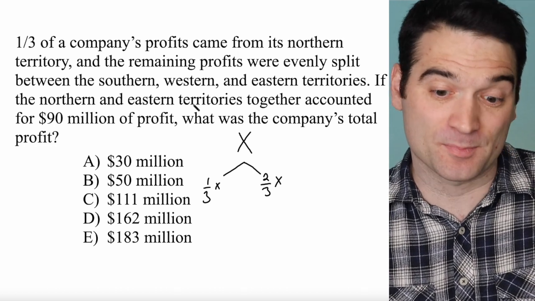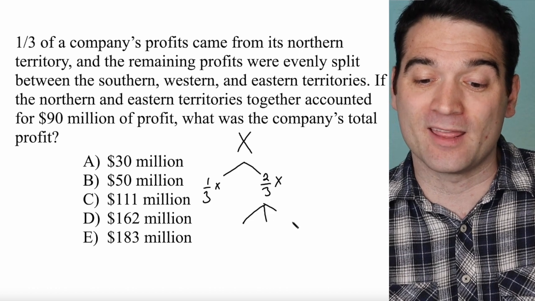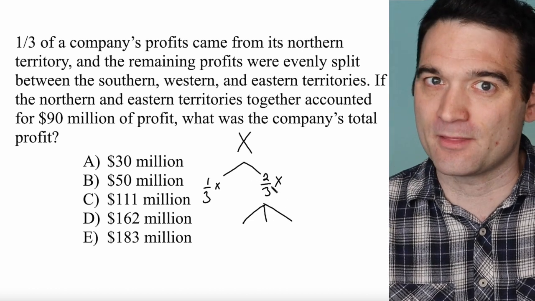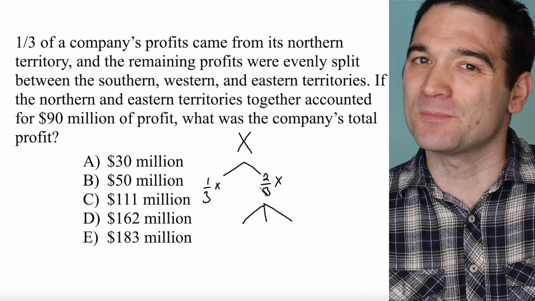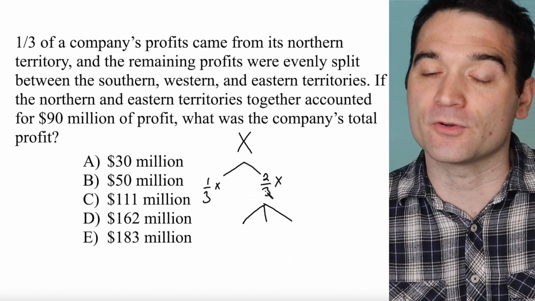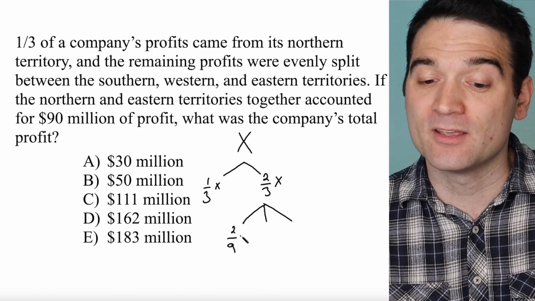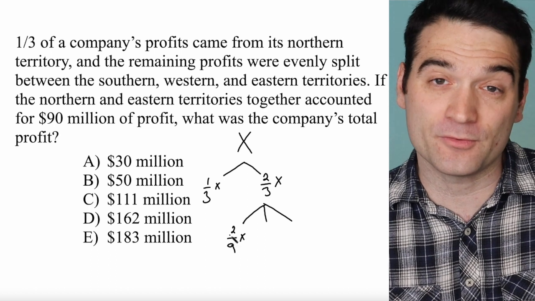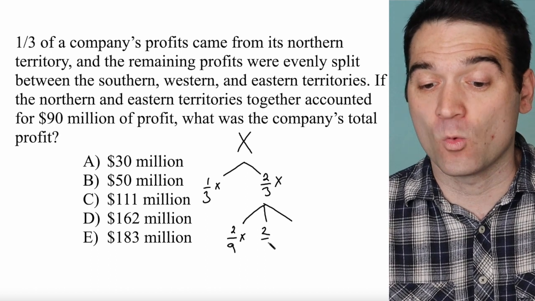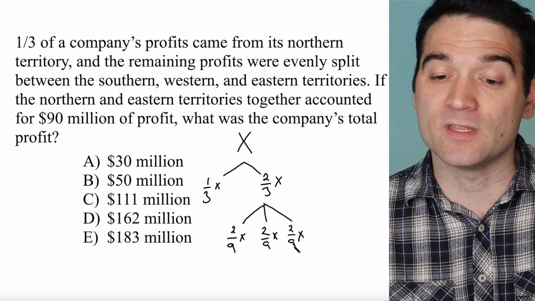And it was evenly split, right? So we could divide this number further by 3. And the way to divide something by 3, a fraction by 3, is to multiply it by 1/3. It's the same thing. So if I multiply 2/3 by 1/3, then what I get is 2/9, right? So 2/9 went to the southern territory, 2/9 went to the western, and 2/9 went to the eastern.